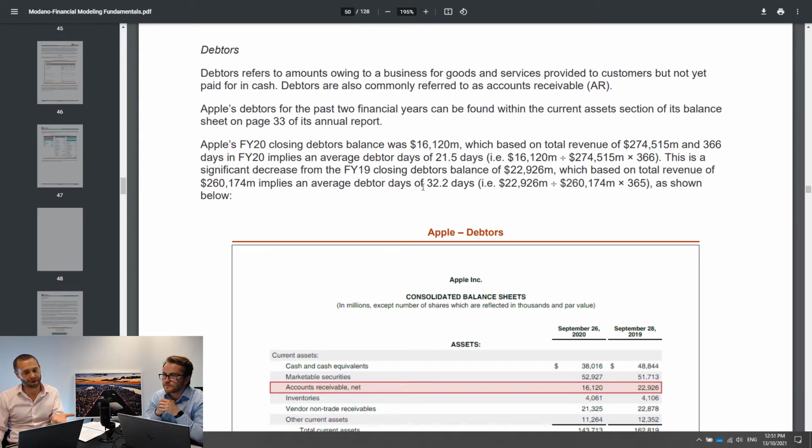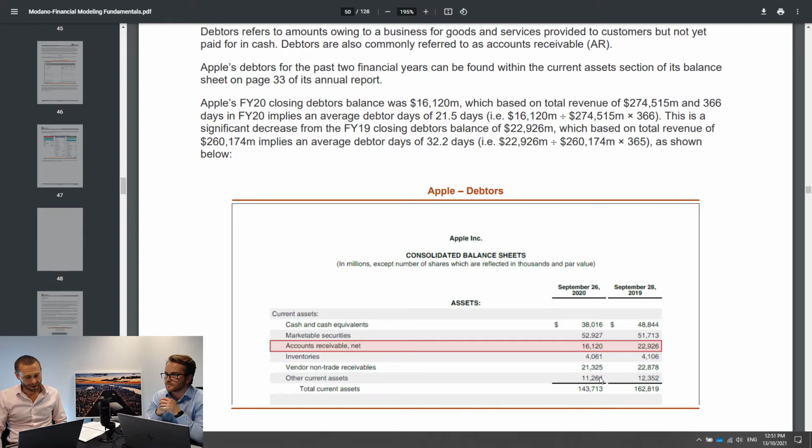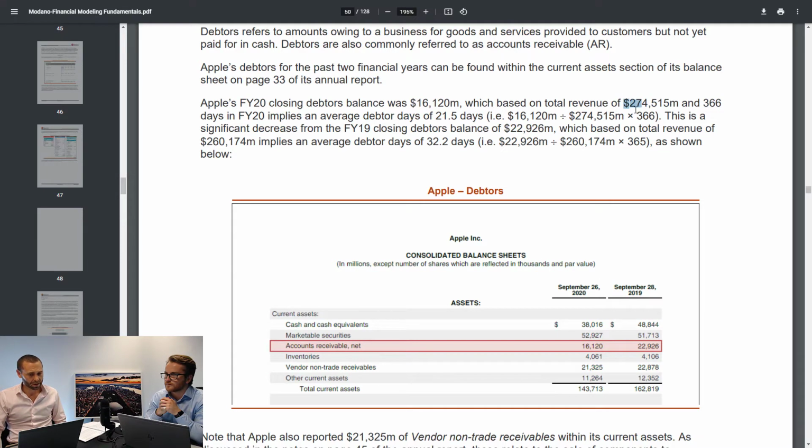Looking at FY2020 for Apple, they had 274 billion of revenues. FY20 was 366 days, which implies an average debtor days of 21.5 days on their revenue, because their receivables net on their balance sheet was 16,120, which is a current asset. Receivables of 16,120 divided by revenue of 274, multiplied by 366 days, is 21.5 days. That's a decrease from the FY19 closing balance of 22. They went from 22 down.